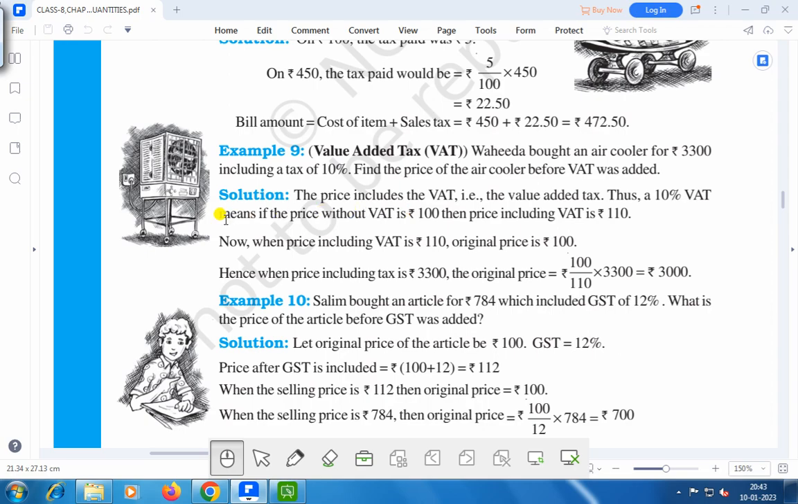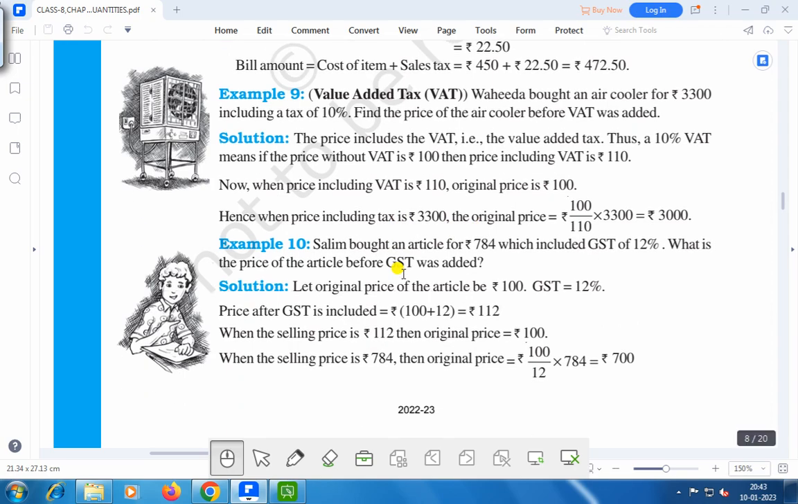Thus a 10% VAT means if the price without VAT is rupees 100, then the price including VAT is rupees 110. Now when the price including VAT is rupees 110, original price is rupees 100. Hence, when price including tax is rupees 3,300, the original price is 100 by 110 into 3,300, that is 3,000.